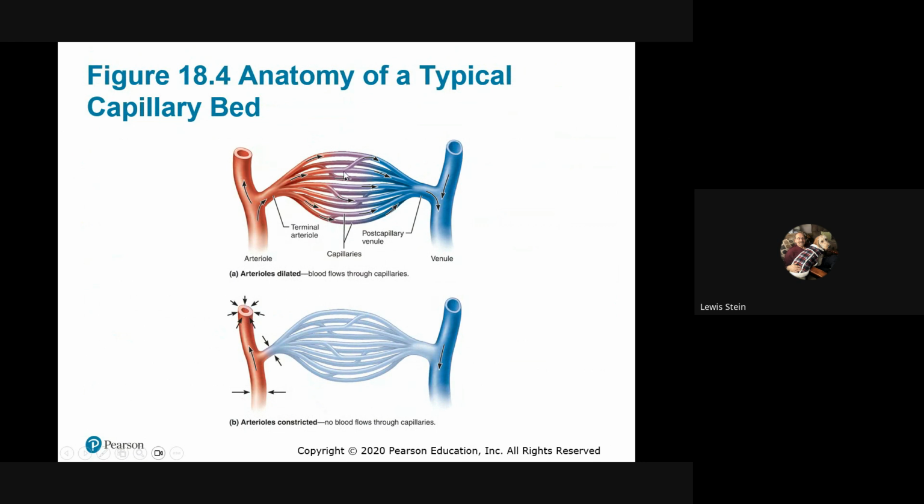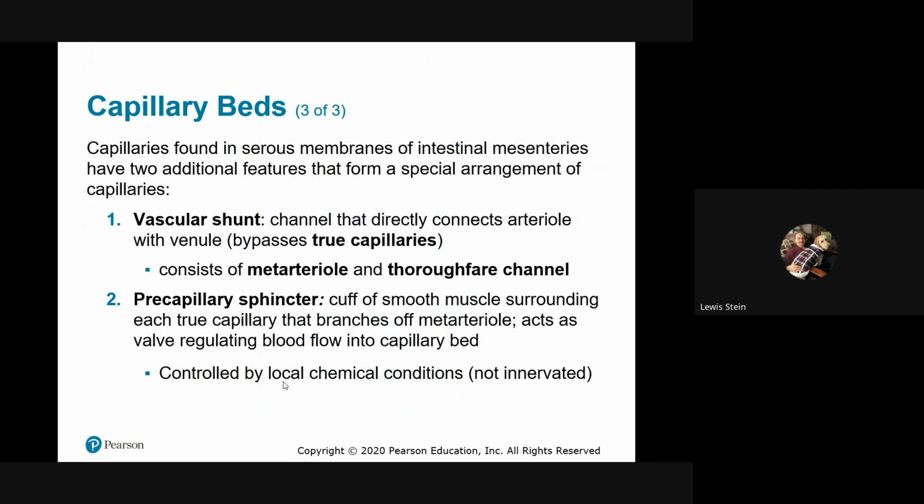Here you can see the exchange taking place gradually from that reddish to the bluish color in the capillary bed if that terminal arteriole is not constricted. That's one way of constriction. The other ones are called meta-arterioles or thoroughfare channels.